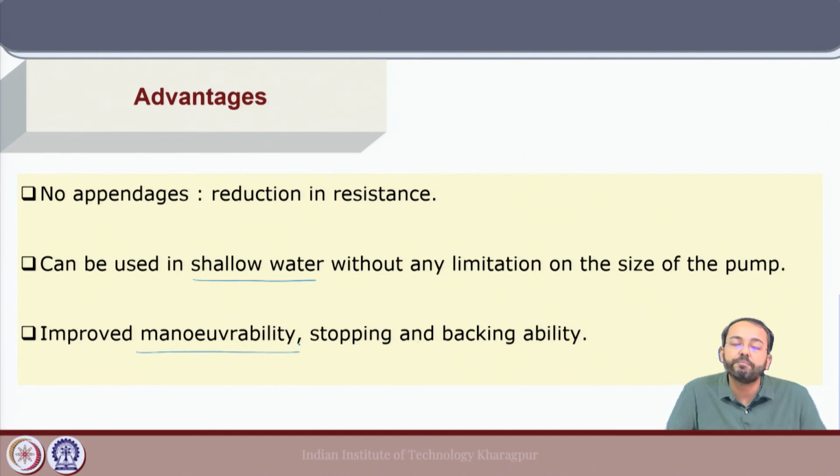Stopping and backing ability, because the water jet consists of the swiveling nozzle as well as the reversing bucket, by which both port and starboard maneuvering as well as astern motion can be performed.